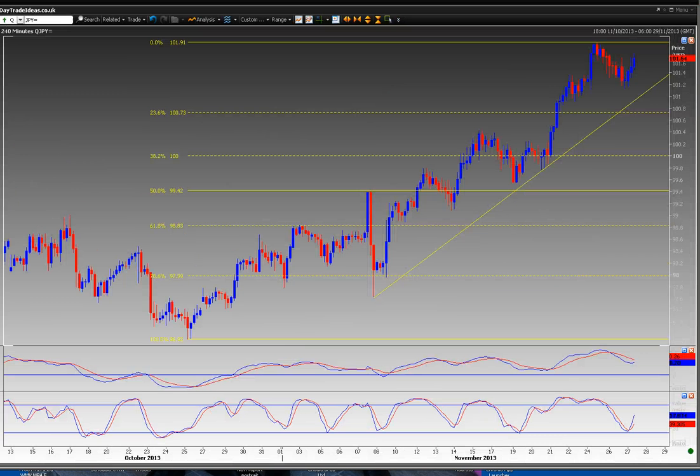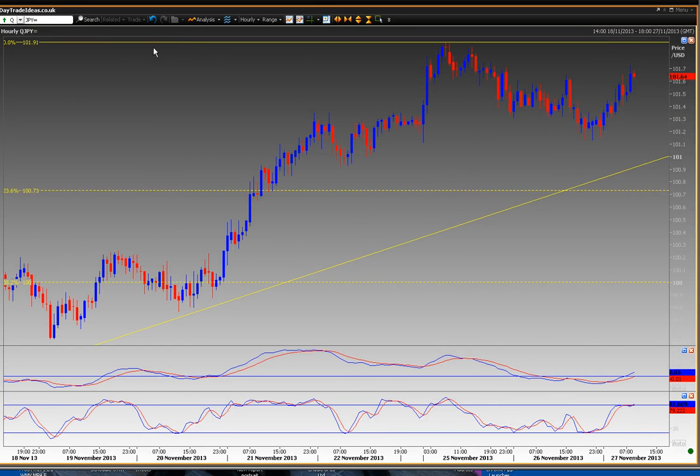In the shorter term, just to give you an idea, we've got this sort of pattern going on. We have got good support. Very short-term support anyway, around the 190 area. I'm just going to show you this hourly chart.